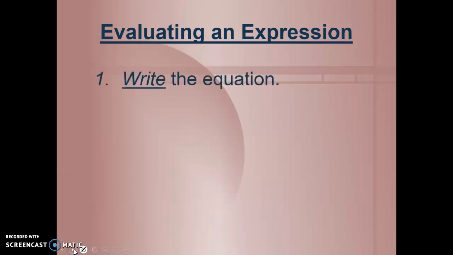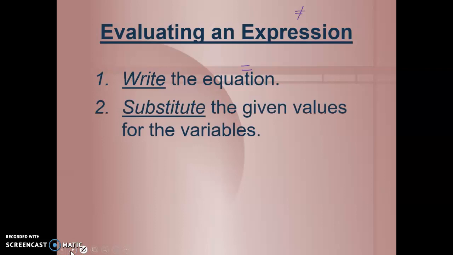So the first thing that you're going to do whenever you're solving problems is write the original equation or expression. Remember, an equation has an equal sign, an expression does not have an equal sign. Remember that. An equation is taking two expressions and saying that they are equal. So write the original equation or expression. Substitute the given values for the variables. Remember that whenever we substitute, we're always going to use parentheses.